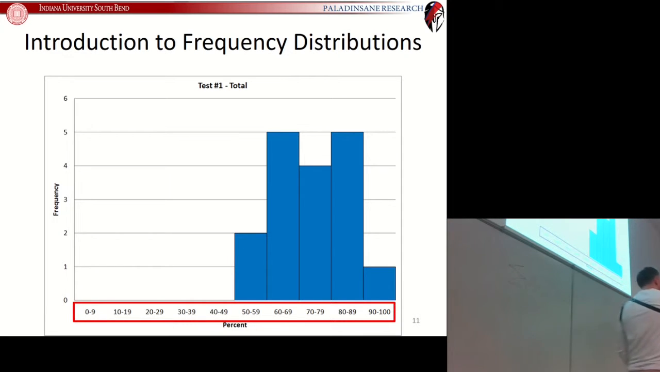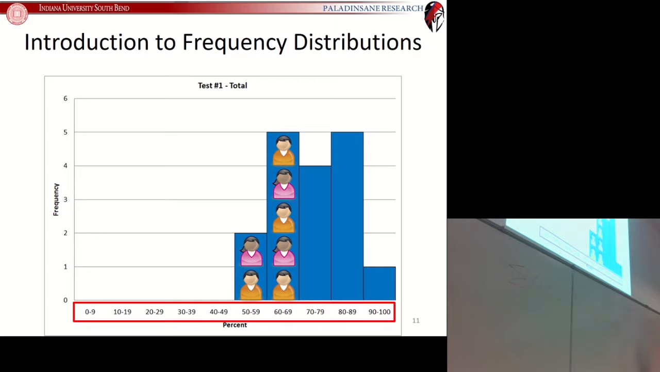And the way to read a frequency distribution graph of this kind, the way I like to think about it is think of this as an apartment building where people live. And one person lives on each floor. So in this first part of the apartment building, we got 2 people living there. We got 2 people that scored between 50 and 59. In this next apartment building, we got 1, 2, 3, 4, 5 people living there. That's why the bar is 5 stories high. 5 people scored between 60 and 69.